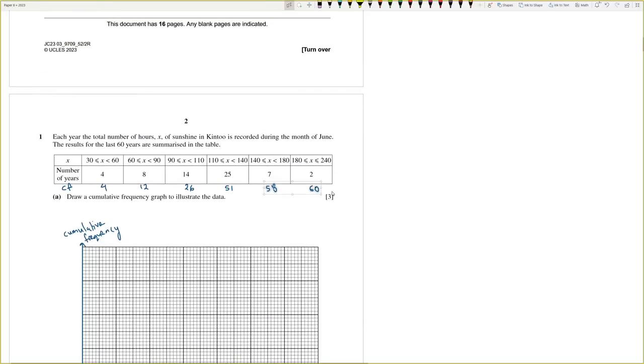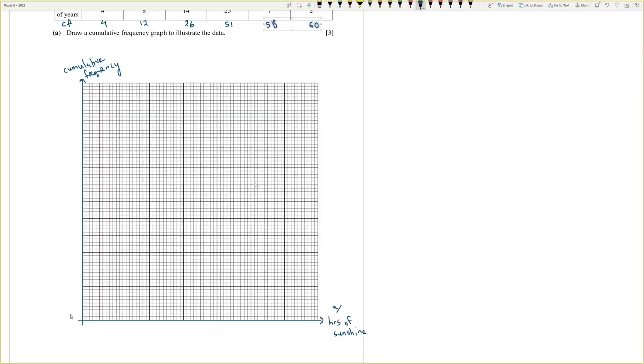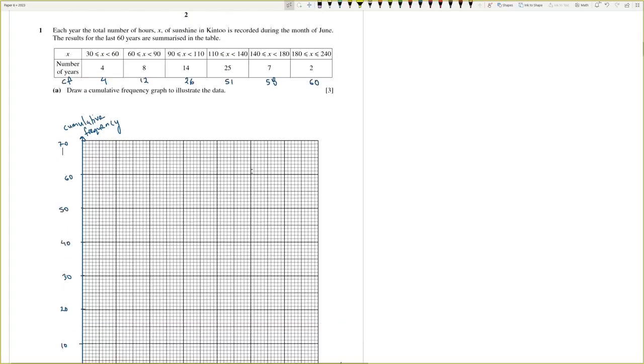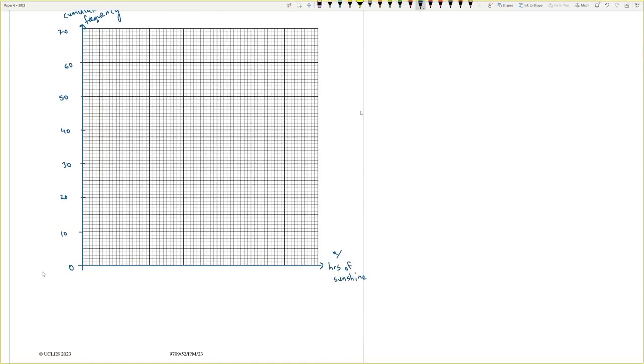So we need 60 on the y-axis, and CF always starts from 0. Okay, so this should probably be 10, this should be 20, this should be 30. You have 40 over here, 50 here, 60 over here, and 70 here. Okay, and on the x-axis we need to start from 30, right? 30 to 240 it seems. So let's start from 30.